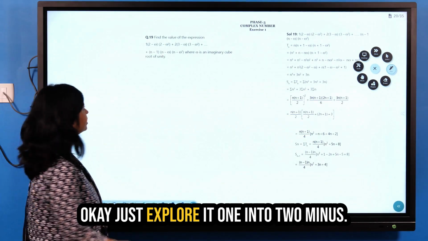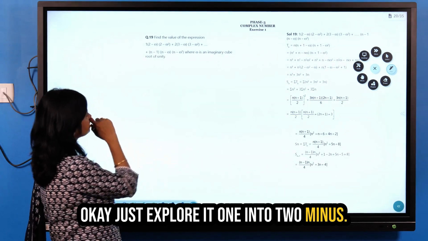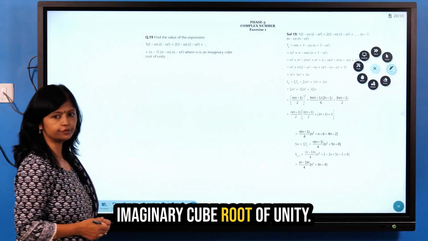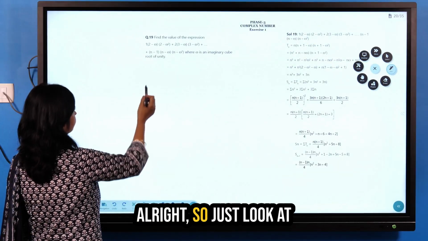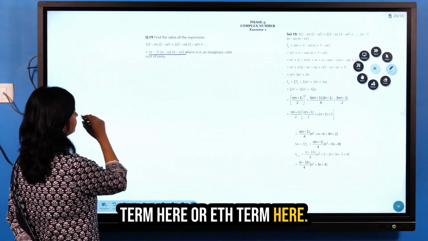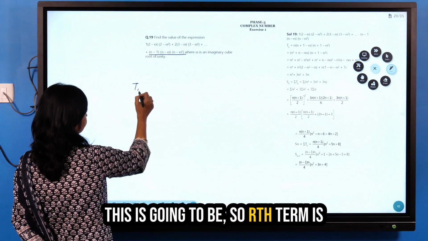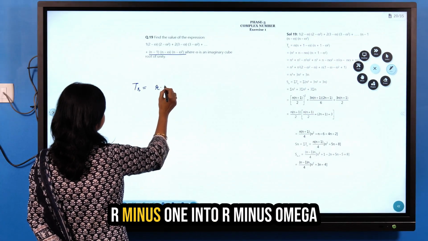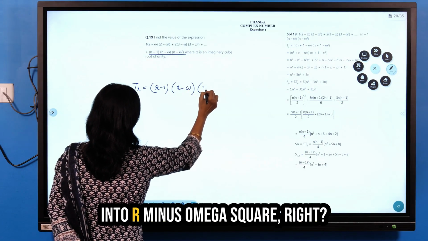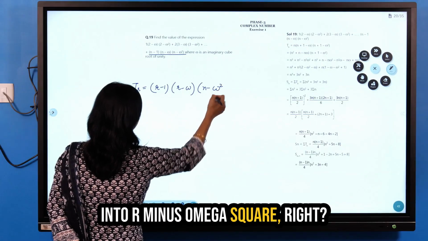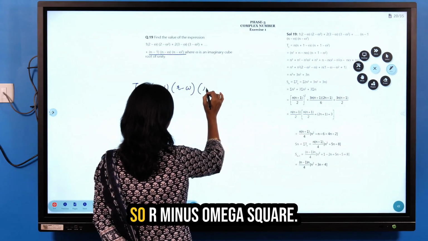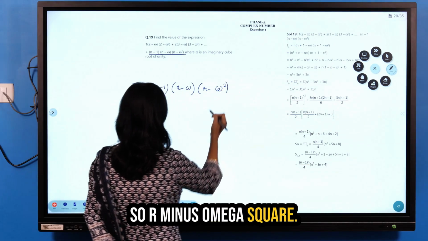Just explore it: 1 into 2 minus omega into 2 minus omega square, where omega is the imaginary cube root of unity. So just look at the nth term, or rather the rth term. The rth term is (r minus 1) into (r minus omega) into (r minus omega square).